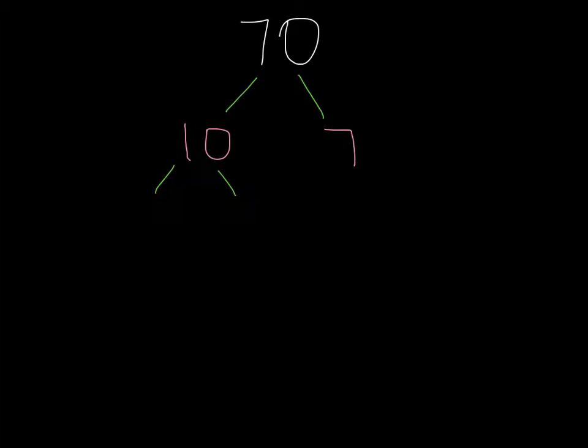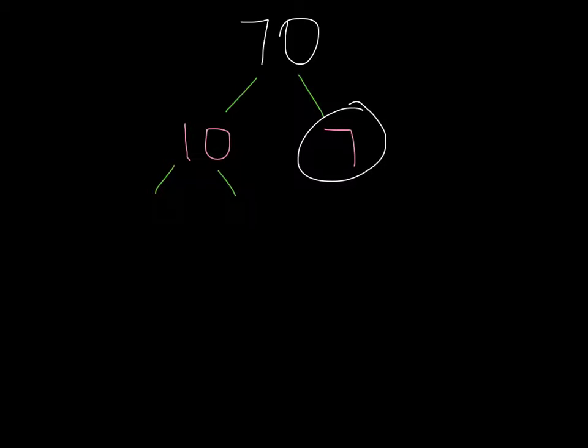And is 7 a prime number? 7 divided by 2, nope. 7 divided by 3, nope. 7 divided by 4, nope. 7 divided by 5, no. 7 divided by 6, no. Oh, I guess it is. It's a prime number, so I can circle it. So I'm done with that branch. We don't have to keep going.